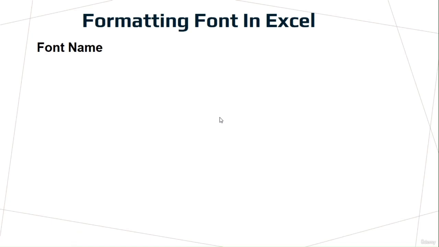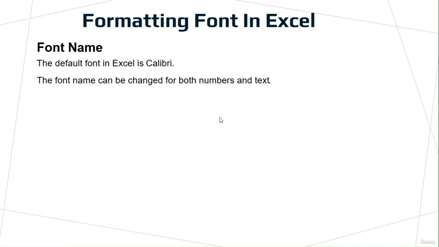The next type of formatting we're going to look at is font name, which is formatting font name. The default font in Excel is Calibri. The font name can be changed for both numbers and text.